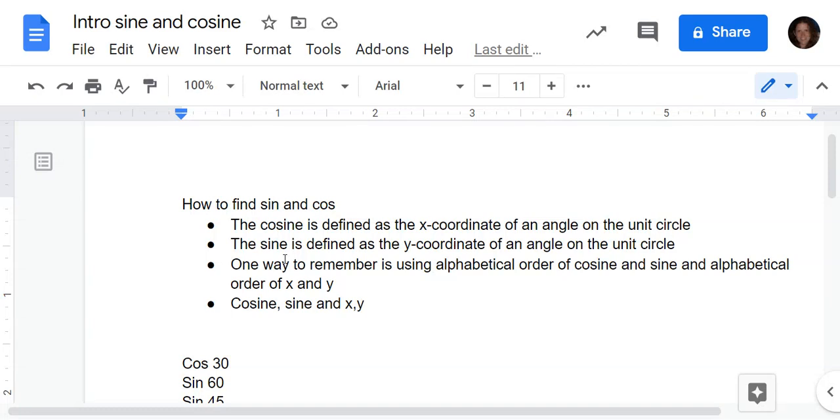Talk about how to find sine and cosine. The cosine is defined as the x coordinates of an angle on the unit circle, and the sine is defined as the y coordinates of an angle on the unit circle. One way to remember is using alphabetical order. Cosine, then sine, and alphabetical order of x, then y. Cosine, sine, x, then y.